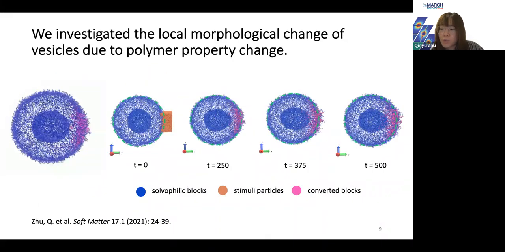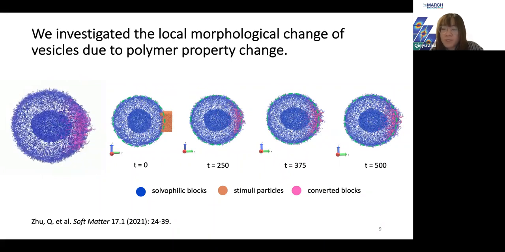Then we explored another mechanism which introduces a kind of external stimulus, which is shown in orange, to convert the solvophobic particles into solvophilic ones. The figure gives snapshots of a typical simulation as a function of time, and the pink particles represent the converted solvophobic particles. As we can see from the figures and videos, this change results in a similar local deformation to the solvent swelling case.